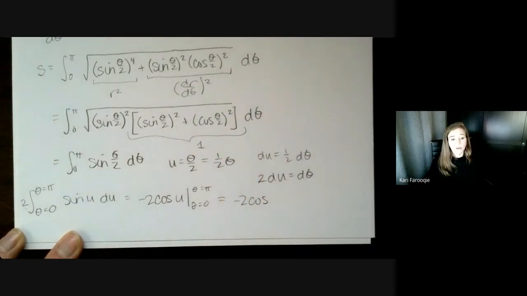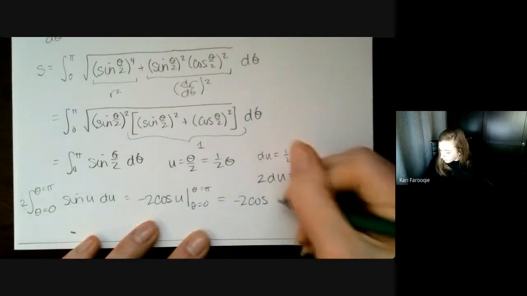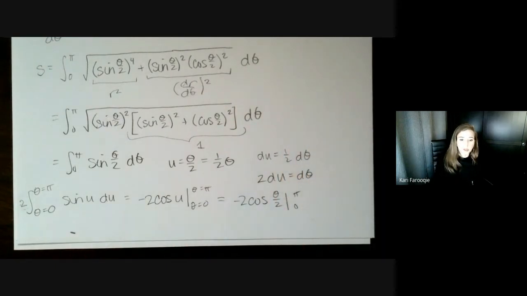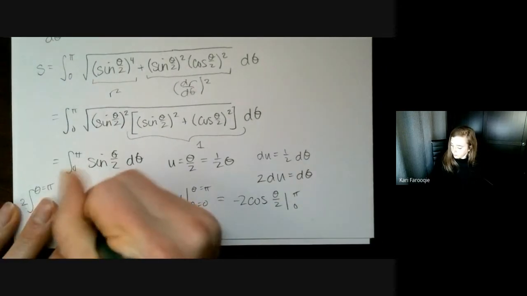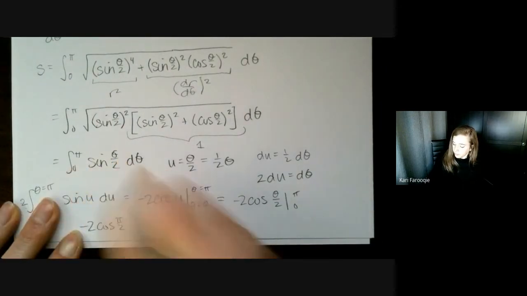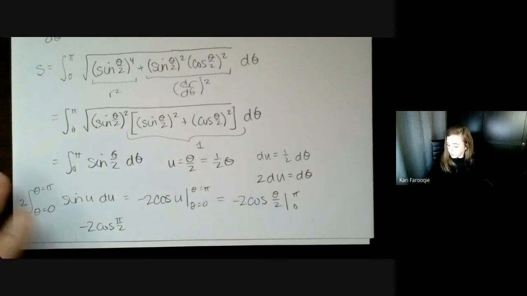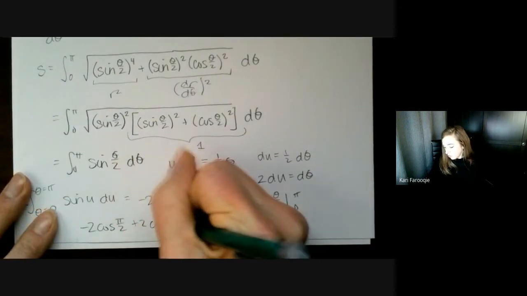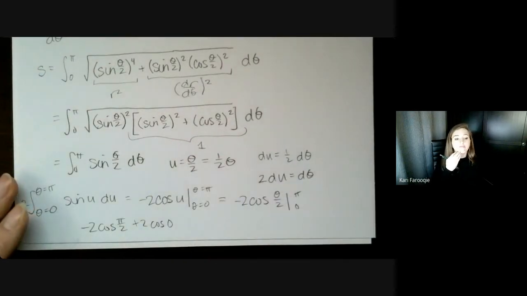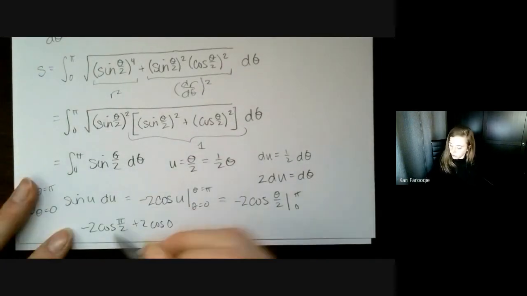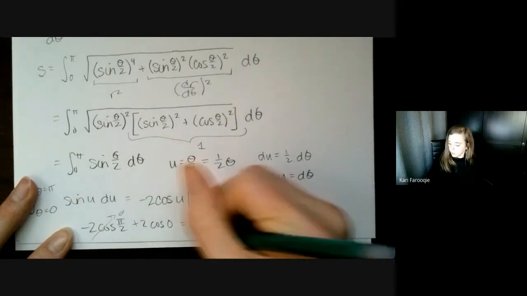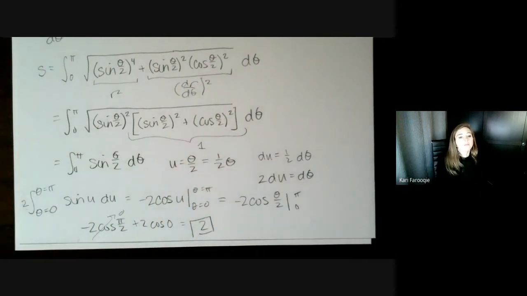And then you can sub your u back in and evaluate. So you'll have negative 2 cosine pi over 2 plus twice the cosine of 0. This quantity is 0, and the cosine of 0 is 1. Therefore, your arc length is 2.